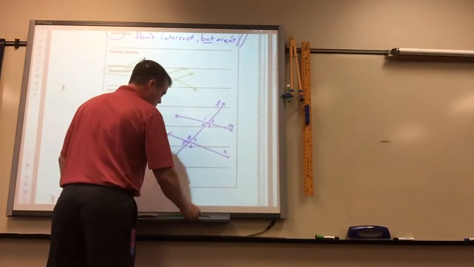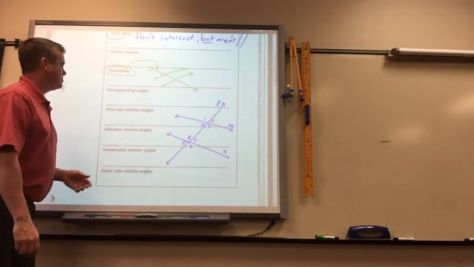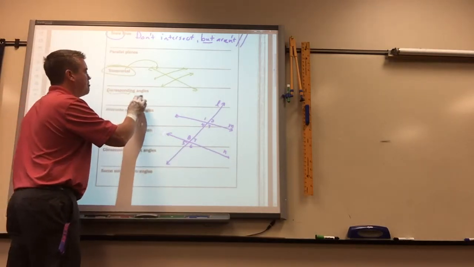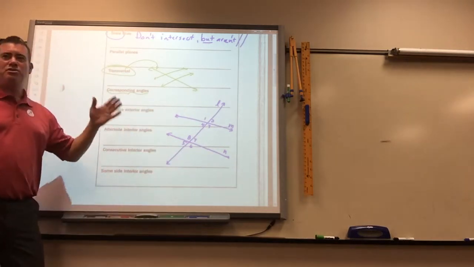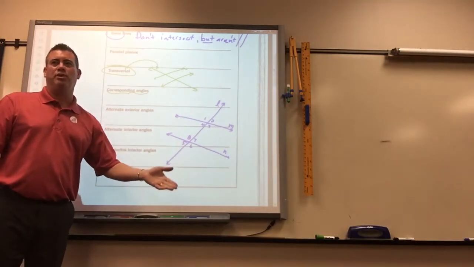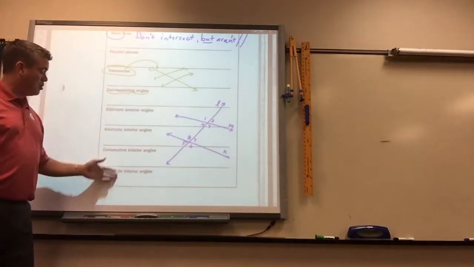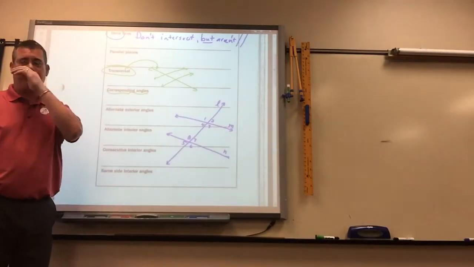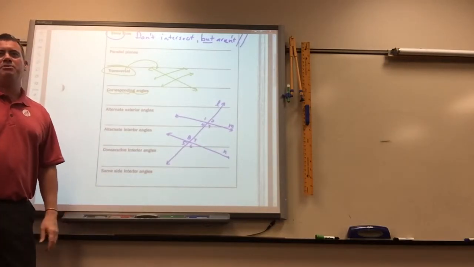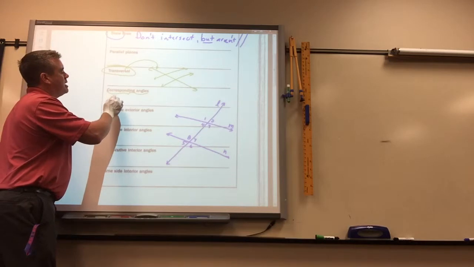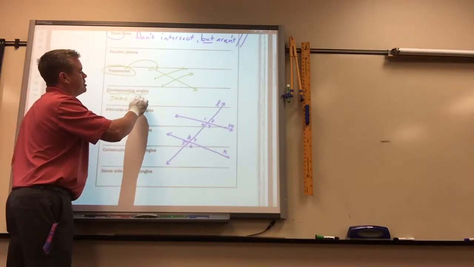So, in this picture, the corresponding angles, this is the one that's used most often. And again, this isn't just today's lesson. This is like the distance formula. You're going to use it a lot throughout the whole year. You need to know these for the rest of the year. It's part of probably 50% of what we do the rest of the year. Corresponding just means same position.